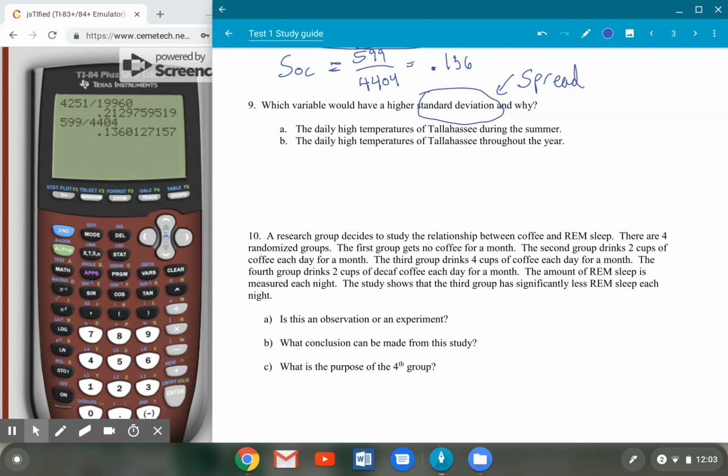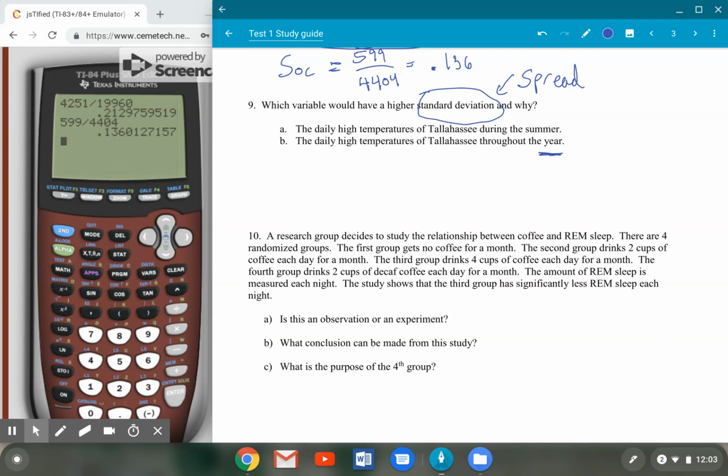So if we think about daily high temperatures in the summer, it is hot all summer long. Most days it's in the 80s or 90s or even the lower 100s. That's the high. And if we think about throughout the year, well, that's the entire year, January to December. So some days it is very cold. Some days it doesn't get out of the 30s or the 40s. And then you still have the summer temperatures where it's in the 80s, the 90s, 100s. So you've got a wider spread of temperatures throughout the year.